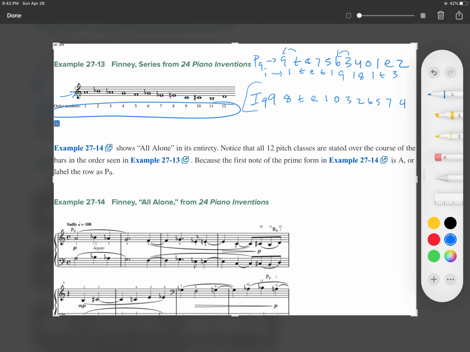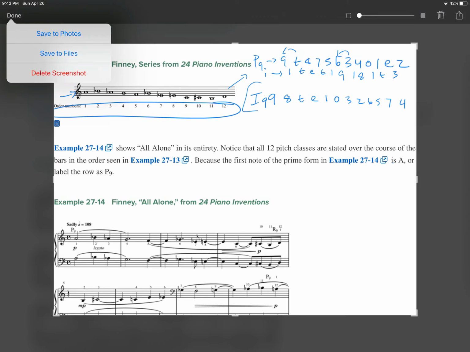So here's P9, which is our first row form. Really, our first row form can start on any pitch class; that's whatever the composer is putting together. Those intervals between the notes are important, because they're going to help us determine what our inverted row form is. So what is a matrix then?